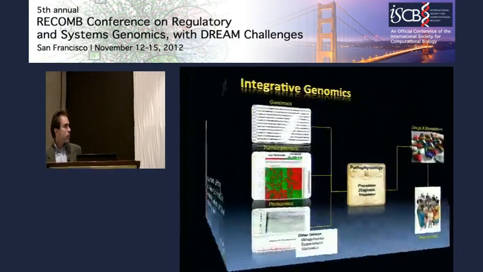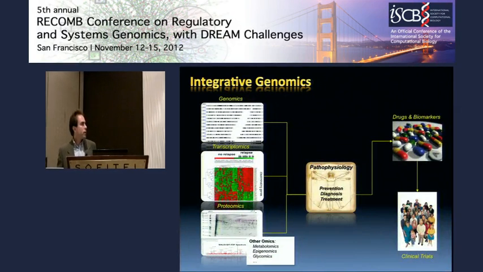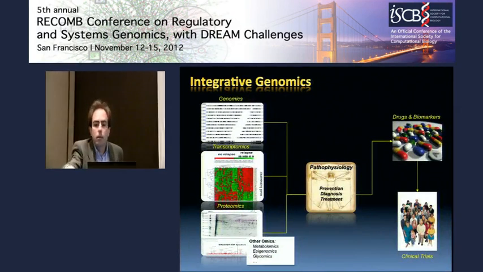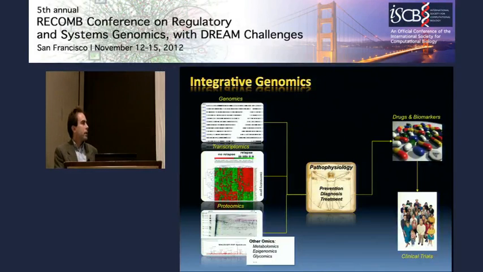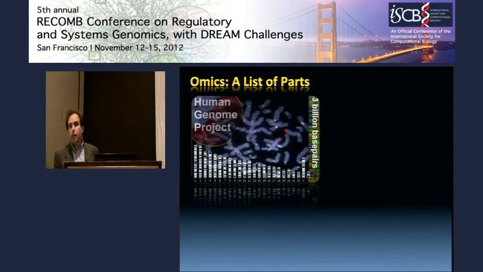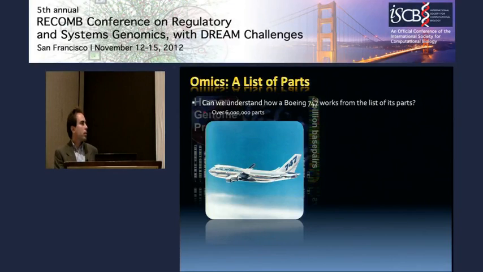So I will start with this cartoon of the integrative genomics approach, in which we try to explain physiopathological states from omics data. But we have to keep in mind that the omics data is just a list of parts, and trying to explain how a cell works from a list of parts would be equivalent to trying to explain how a Boeing 747 works only from the list of parts.